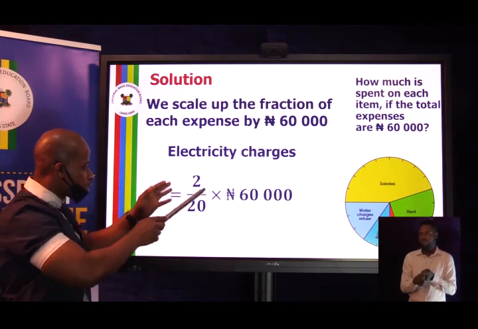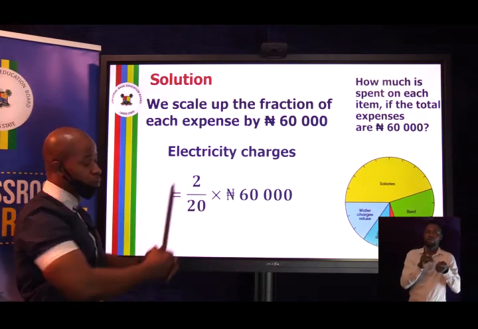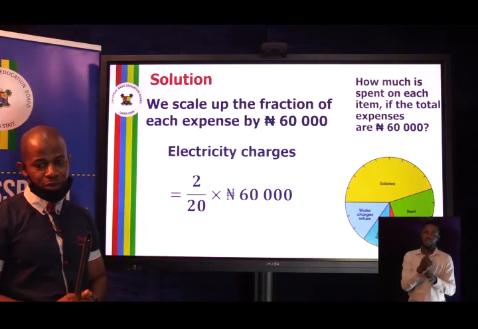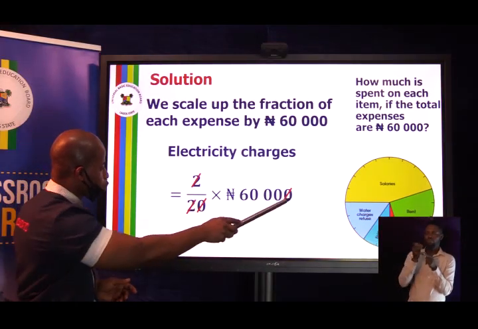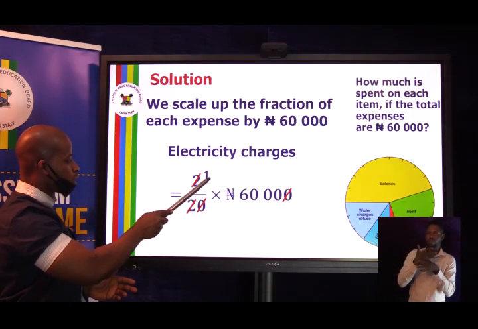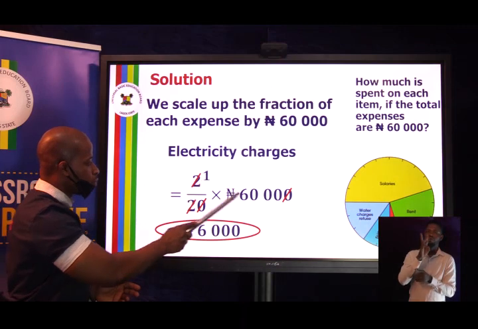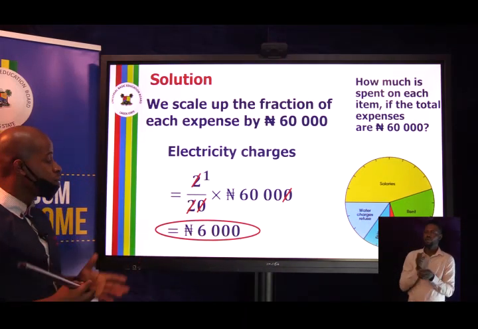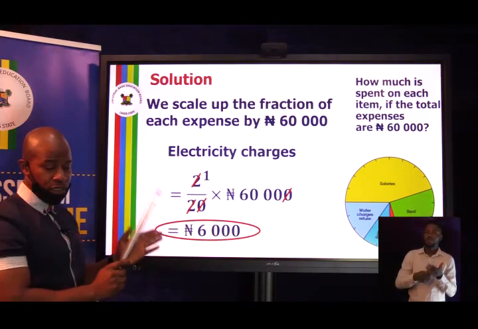Alternatively, you can take the fraction that is allocated to electricity and multiply it with the money that you are given. You will still get the same answer, my friend. So let's see how that goes. 10 we cancel 10. 2 divides 2, you get 1. Now 1 times, here you still have 6,000. 1 times 6,000 is 6,000, and that is just the final answer. Which means that electricity charges for the month is 6,000.